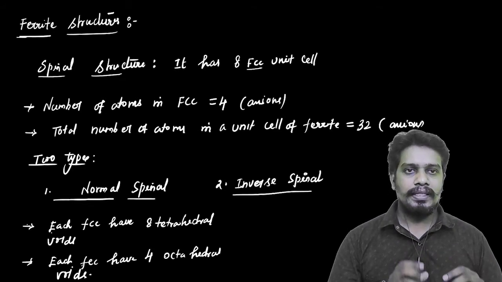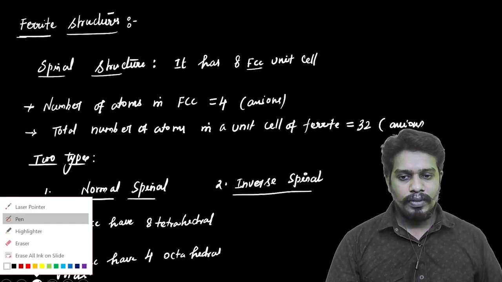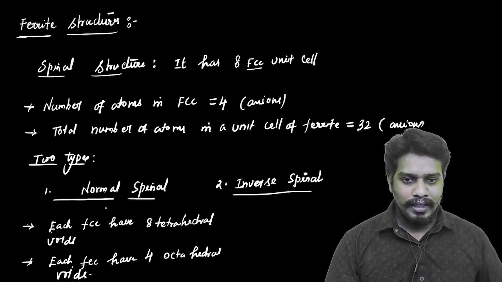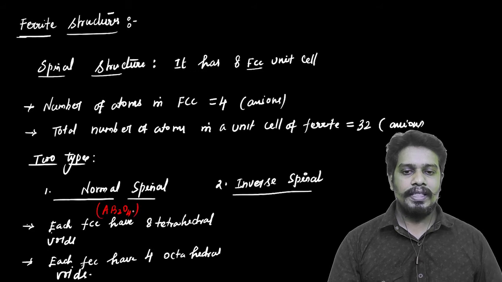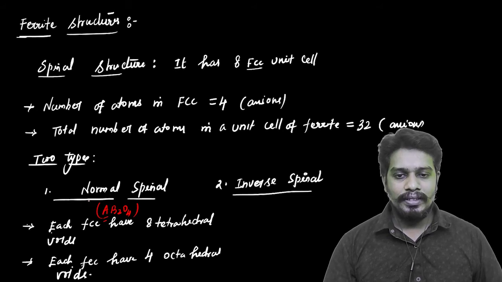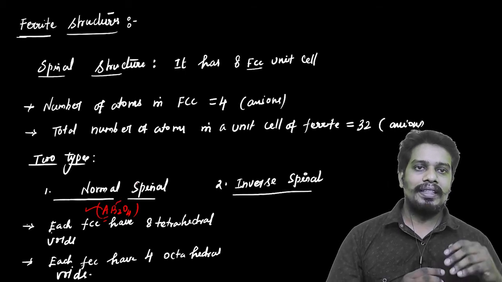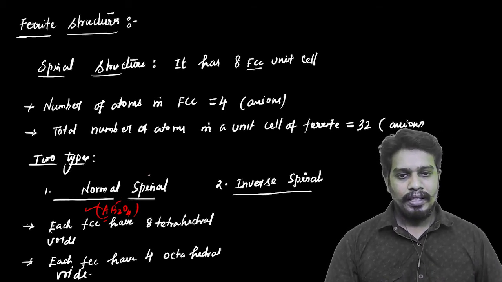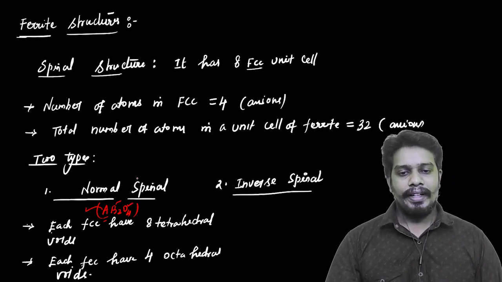In the normal spinel structure, the molecular formula is AB2O4. This is the general formula for the normal spinel structure. Here A is a divalent metal cation, B is a trivalent metal cation, and O is oxygen, a divalent anion.